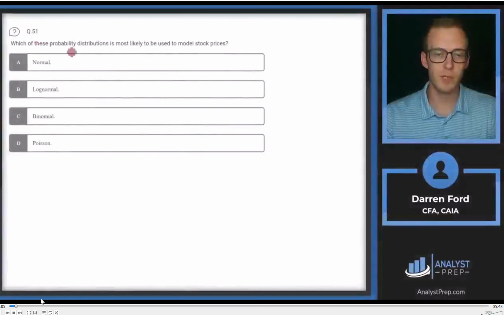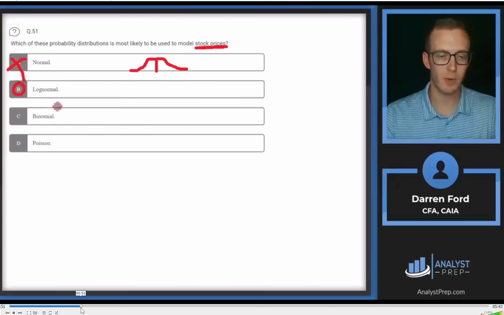Question 51. Which of these probability distributions is most likely to be used to model stock prices? We've got a normal distribution. So we can rule out a normal distribution since stock prices can't go negative. Let's make sure we can rule out C and D though.